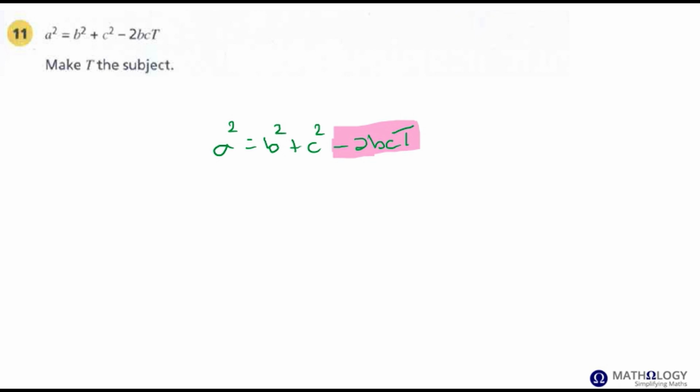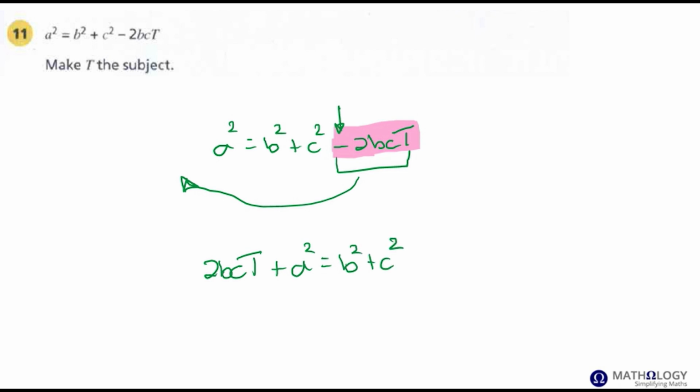Anything else that is not part of this, we can simply move across to the other side of the equation. Just notice that this is a negative, and you want to make the term that contains the subject positive. So we're going to take this entire term to the left-hand side. So 2bct plus a squared equals b squared plus c squared.